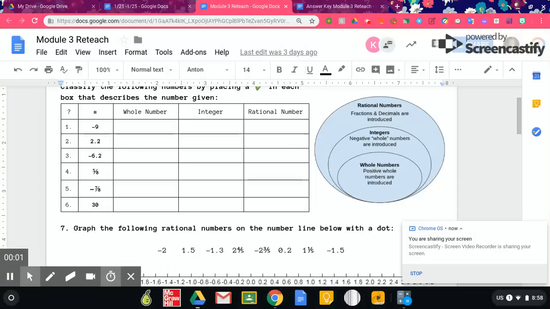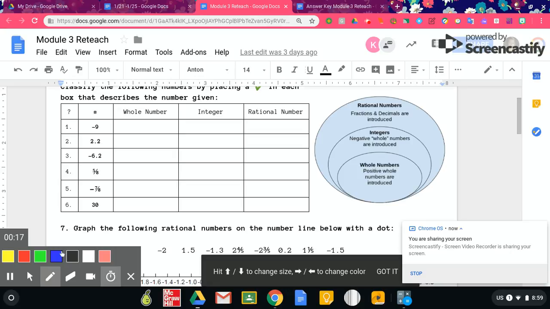This is a massive review over Module 3, and this is what you guys took a test over last week, and I told you you would be retaking that test this week. So on the first top part, you've got numbers 1 through 6, and it says classify the following numbers by placing a check mark in each box that describes the number given. And then over on the right side, I've drawn a Venn diagram.